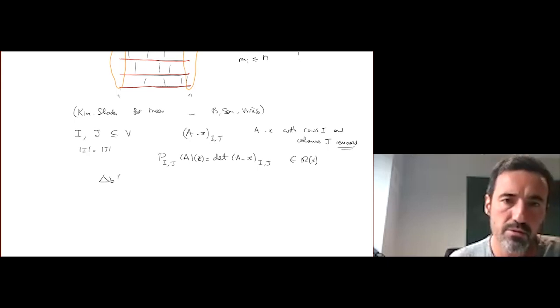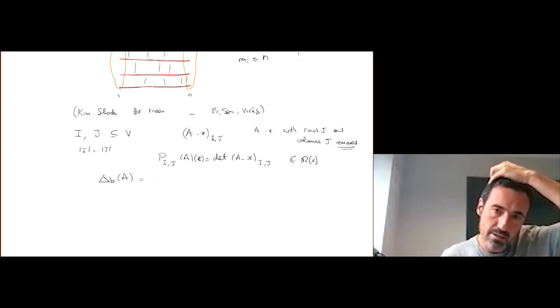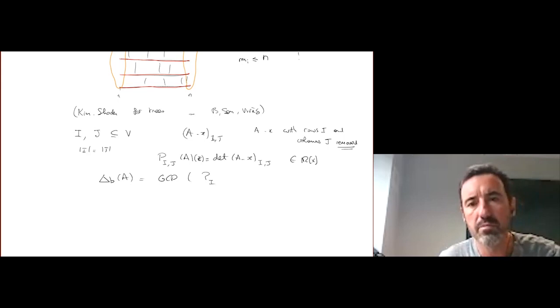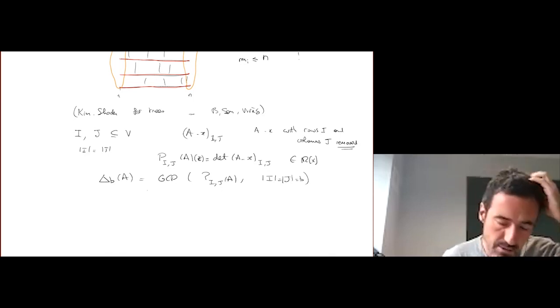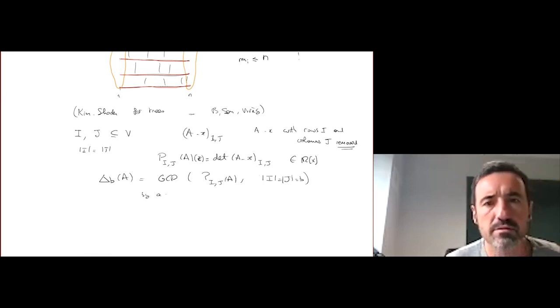And we introduce, for a given integer b, the greatest common divisor in the ring of polynomials of all Pij of A, where you remove any number of vertices of rows with cardinal b. By convention, the greatest common divisor is a monic polynomial.